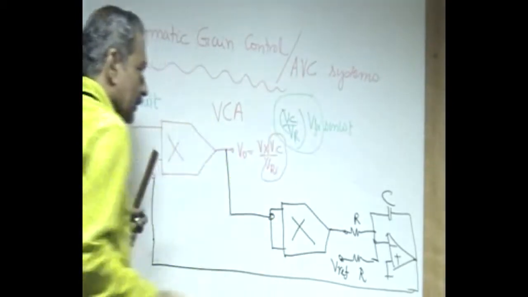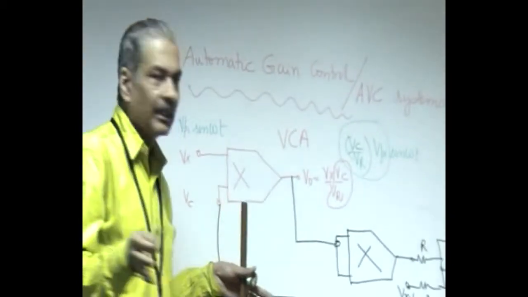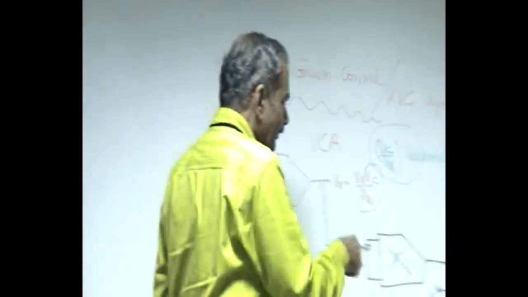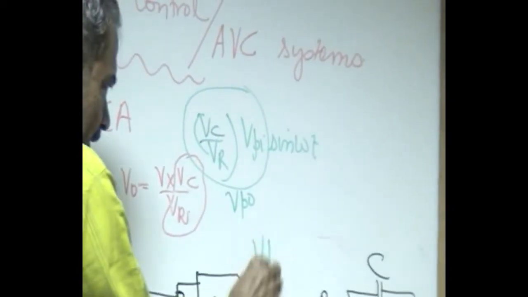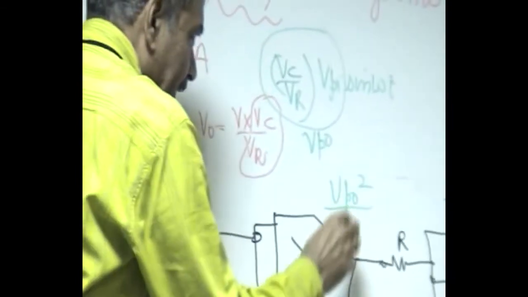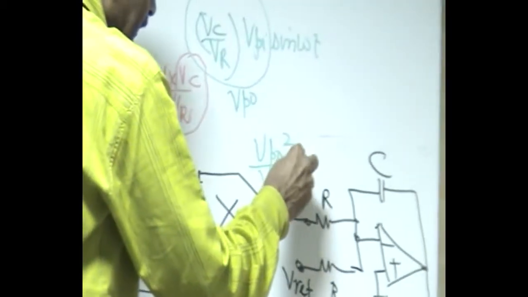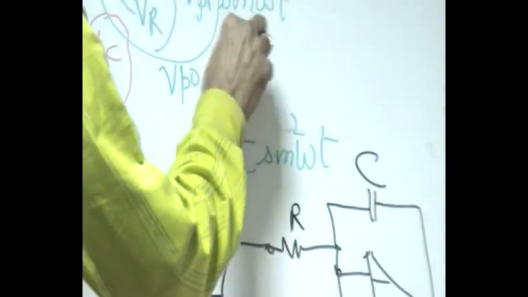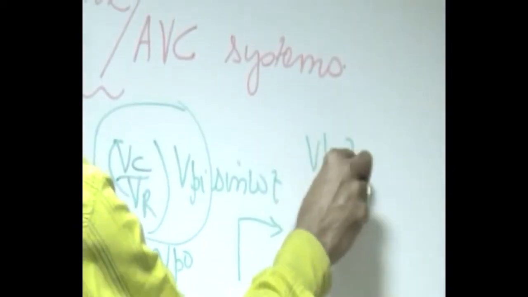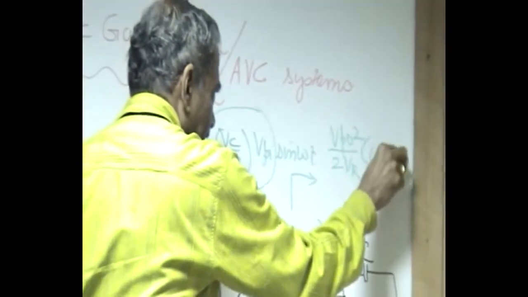And now we want the peak amplitude of the output, Vc into Vpi by Vr, to remain constant, and therefore we want to detect the amplitude. So let us call this Vpo. This Vpo is applied to both the inputs of the multiplier to detect the magnitude of the input. So it becomes Vpo squared divided by Vr into sine square omega t, which is nothing but a DC component, Vpo squared divided by 2Vr, into 1 minus cos 2 omega t.